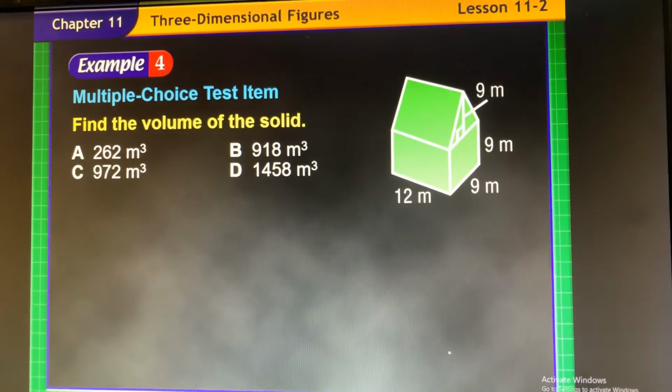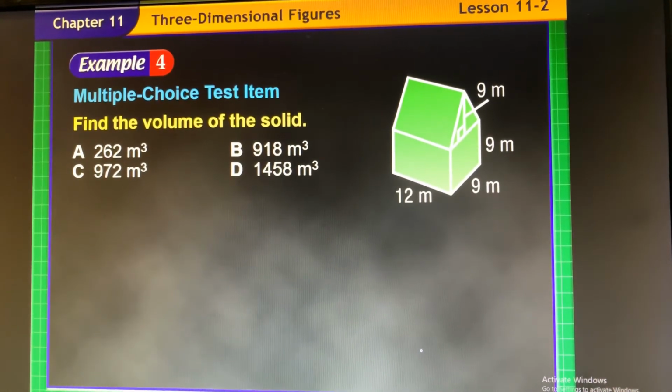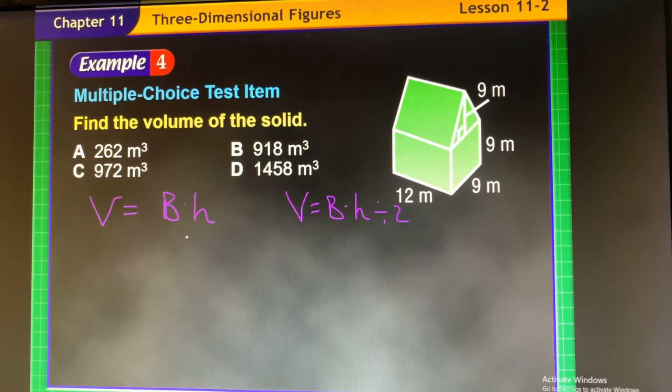Okay, oh, look at that. So what two shapes do you see? Do you see a rectangular prism with a triangular prism on top? So that means you got to find two things. So again, volume is equal to area of the base times the height, right? But I have two things here. I have one that's going to be divided by 2 and one that is not. So let's first take the bottom half of the figure.